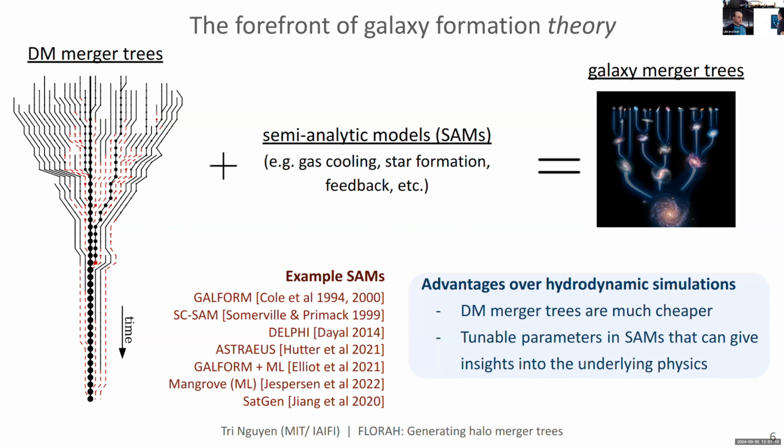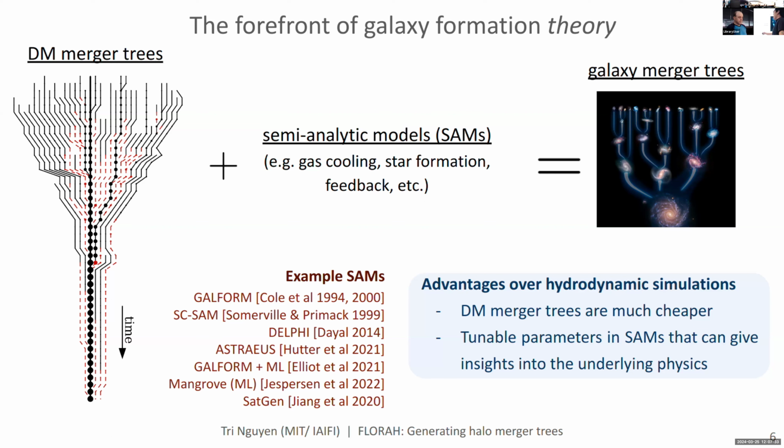And the advantage of doing this rather than running hydro simulations is that with dark matter only merger trees, you only have to run a dark matter only simulation, which is typically much more computationally efficient than running a hydro simulation, as well as you have the tunable parameters in the semi-analytical models that can possibly tell you what kind of physical processes are going on in the background.